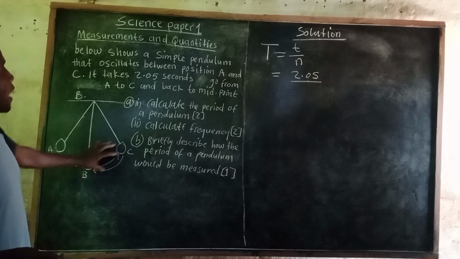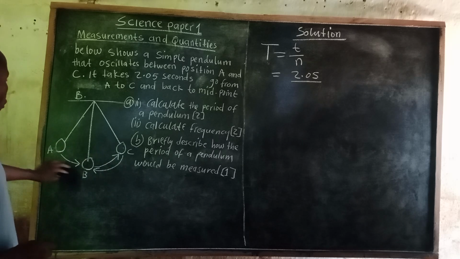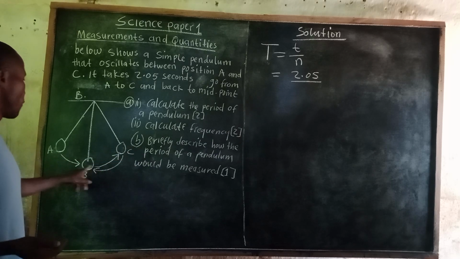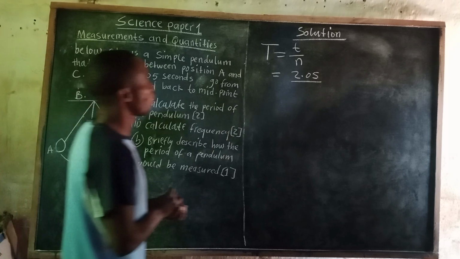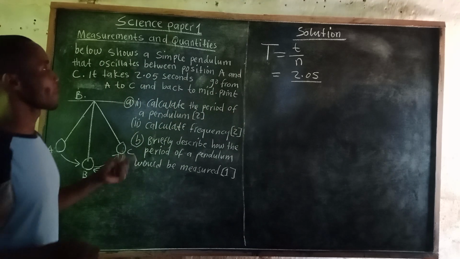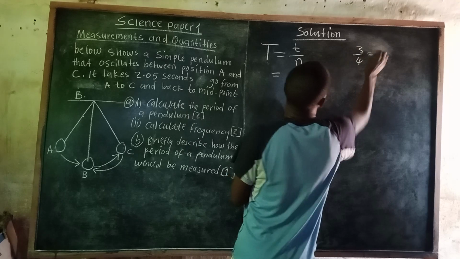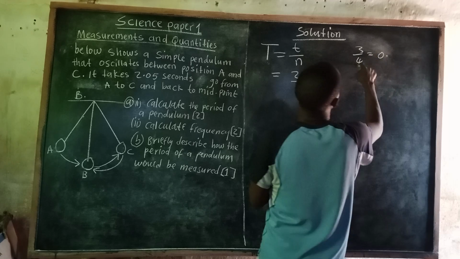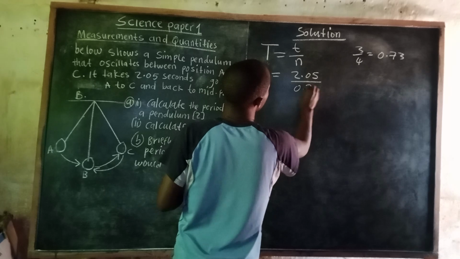So the number of oscillations here is 3 over 4. Why? Because we have quarters. From A to B is 1 quarter, and from B to C is 1 quarter, that is 2 quarters. Again, from C coming back to B, that is 3 quarters, so 3 over 4. When we change this to a decimal, it is going to be 0.75.